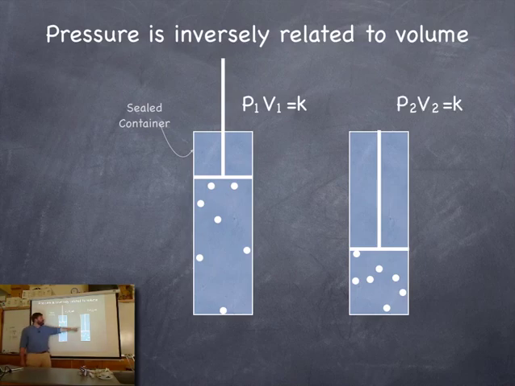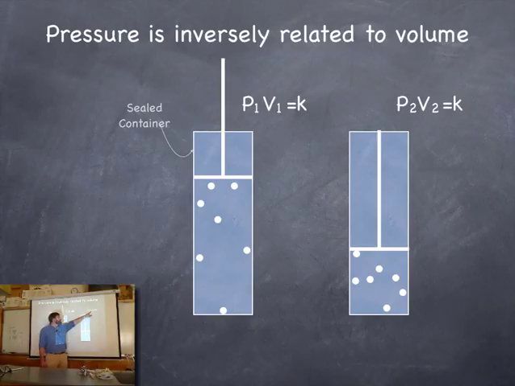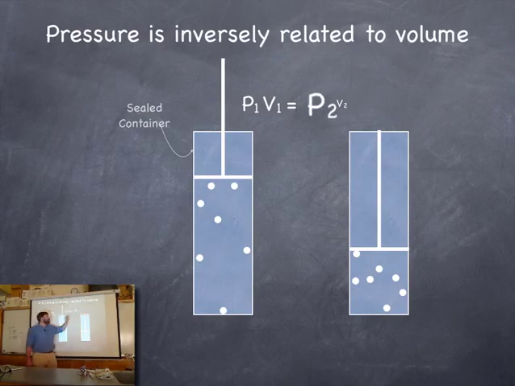I have the same container, same temperature, same number of particles. If the volume goes down, the pressure has to go up to compensate. Pressure and volume are inversely related. Okay? So that's our first relationship about gases, pressure and volume.